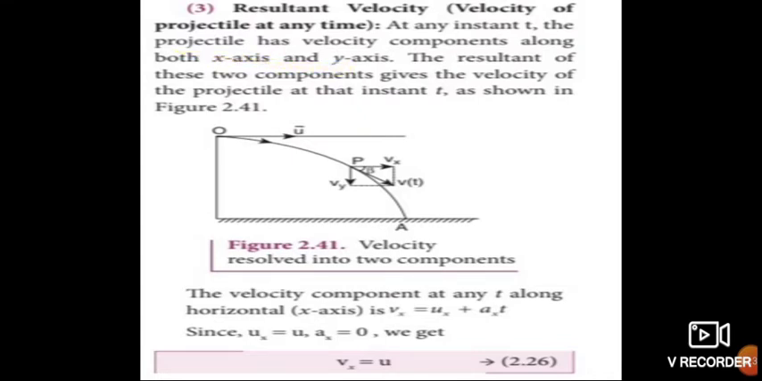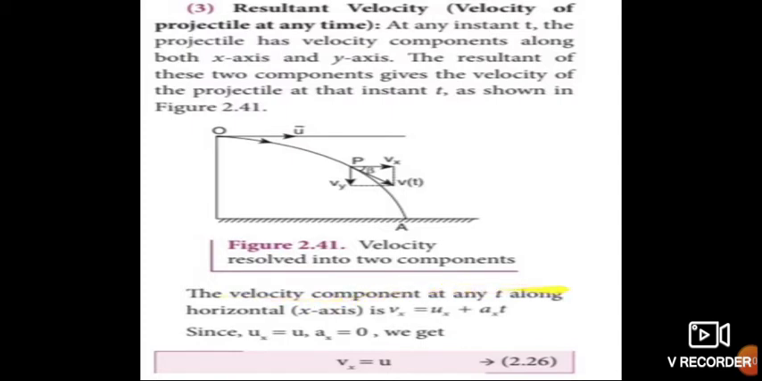Here we consider the point P. At a point you can calculate the velocity of the particle. It has an initial velocity, a horizontal velocity and a vertical velocity. So at any instant of time t, the projectile has the velocity components along both the x-axis and y-axis. The resultant of the two components gives the velocity of the projectile at any instant of time. That velocity is called the resultant velocity.